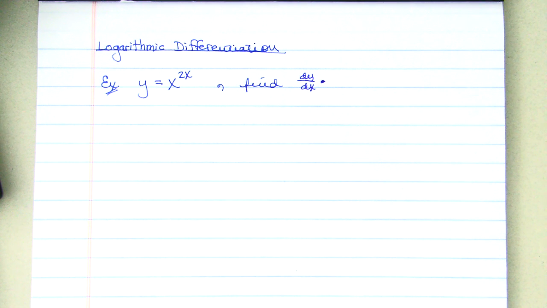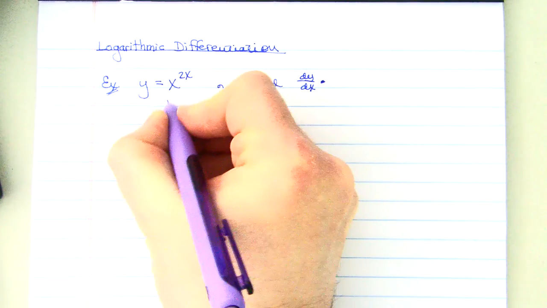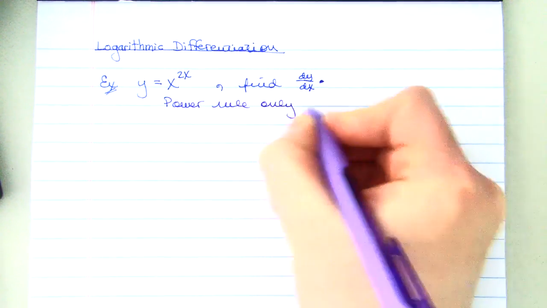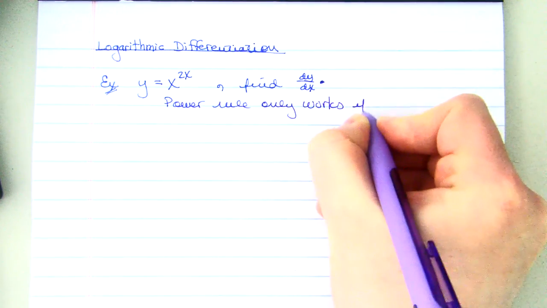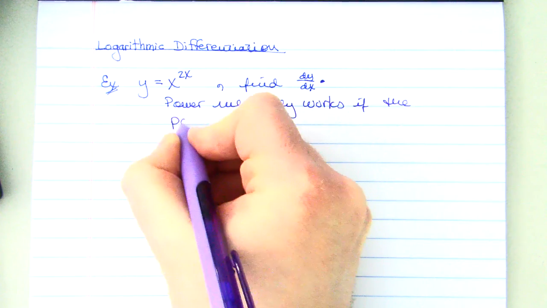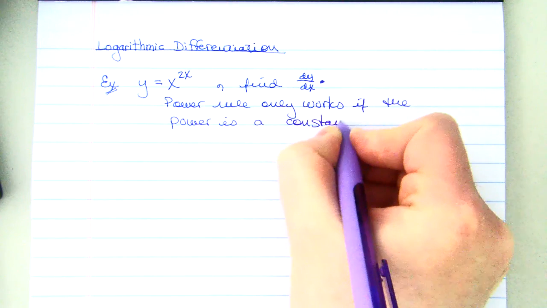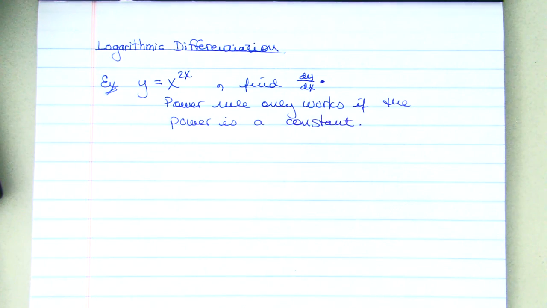Wonderful. Okay, well, here we are. Y equals x to the 2x, I want to find dy dx. Here's the deal. Number one, power rule only works if the power is a constant, and it's not. So I can't use power rule. Can't pull down the power, subtract 1 from the power.